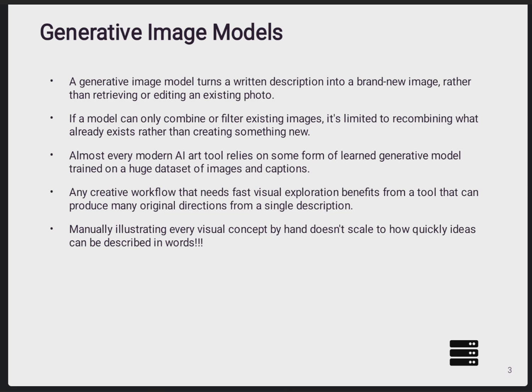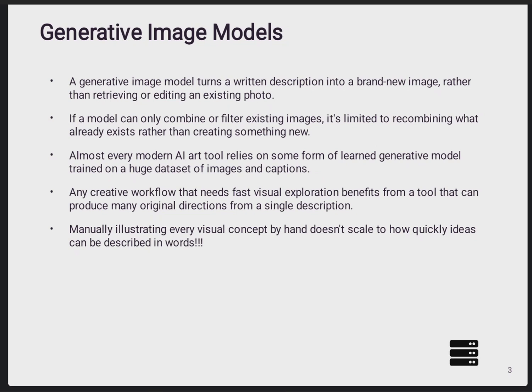Generative image models. A generative image model turns a written description into a brand new image rather than retrieving or editing an existing photo. If a model can only combine or filter existing images, it's limited to recombining what already exists, rather than creating something new.